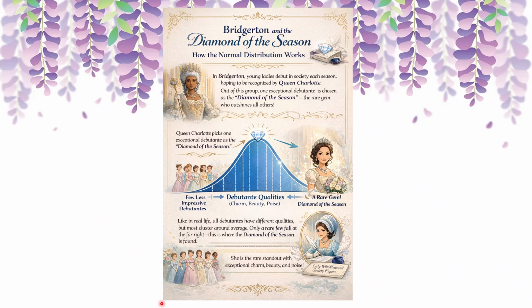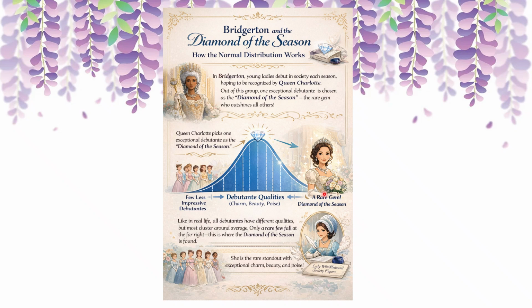If you don't watch the show, what you should know for context is that young ladies, or the debutantes in the society, each season will be presented to Queen Charlotte. And in the group, there will always be one exceptional debutante chosen, and they are referred to as the diamond of the season. That's the rare gem that outshines the others. So we can apply this to a normal distribution.